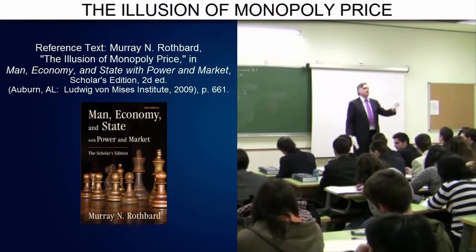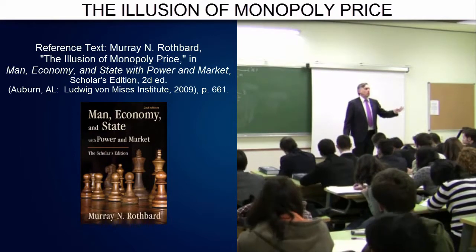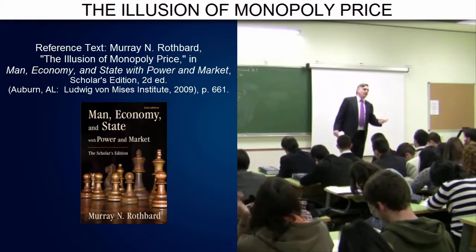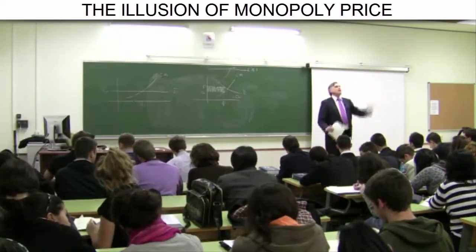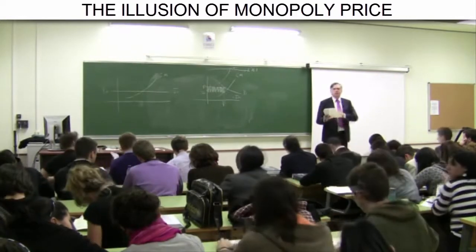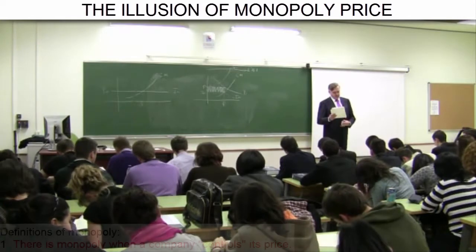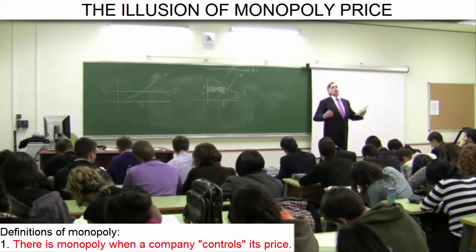There are 4 definitions of monopoly which we commonly see more or less confusedly applied in textbooks, in the financial press, in parliamentary debates, in conversations on the street, etc. The first definition of monopoly is very loose, clumsy and misleading. It holds that monopoly exists when a company, quote-unquote, controls its price.